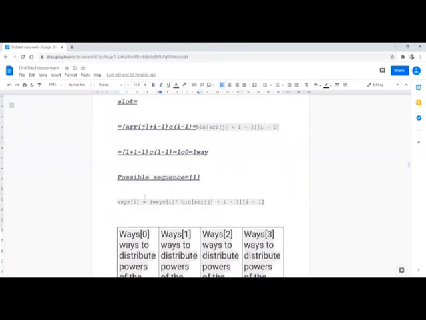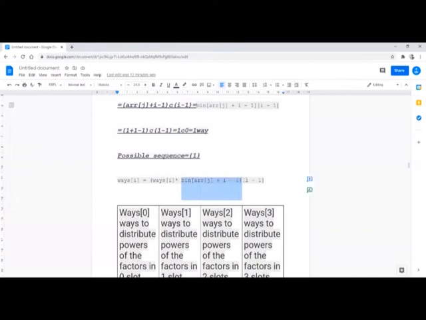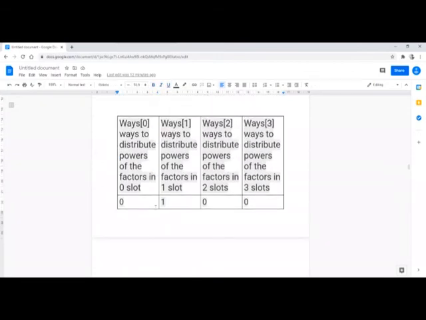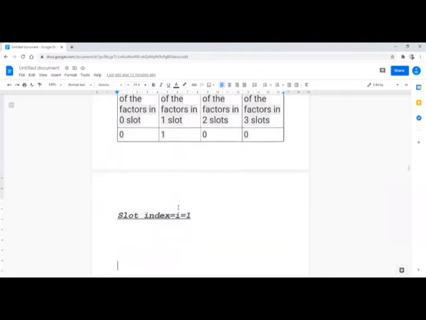So we update ways of i is equal to ways of i multiplied by the binomial coefficient we calculated here. This 1 is multiplied with ways of i. That's what the binomial coefficient is, arr[j] plus i minus 1 C i minus 1, the number of ways to divide the power arr[j] into i different slots. So we update this as 1 into 1. This is 1 only, for slot index i equal to 1.